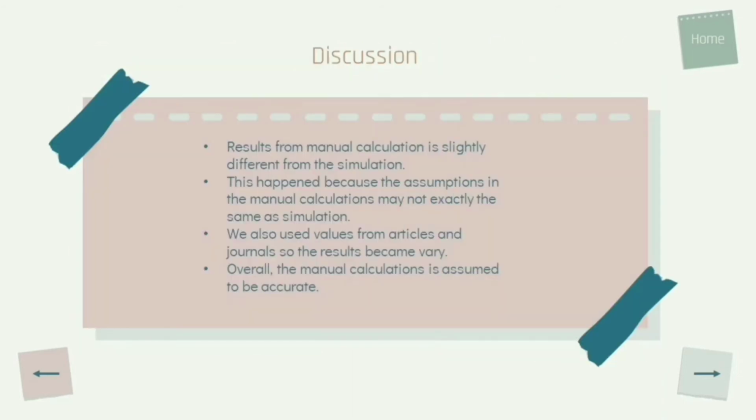The results from manual calculations are slightly different from the simulation. This happened because the assumptions in the manual calculations may not be exactly the same as the simulations. We also use values from articles and journals, so the results became varied. Overall, the manual calculation is assumed to be accurate. That is all from the process modeling and simulation part.